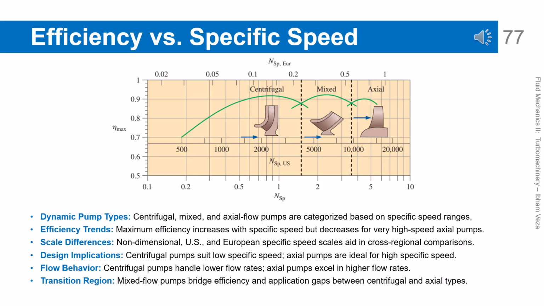Centrifugal pumps are suitable for low flow rates and high head, while axial pumps are suitable for high flow rates and low head. Mixed flow pumps lie in between as a transition. This chart helps in selecting the most appropriate pump type for a given system.